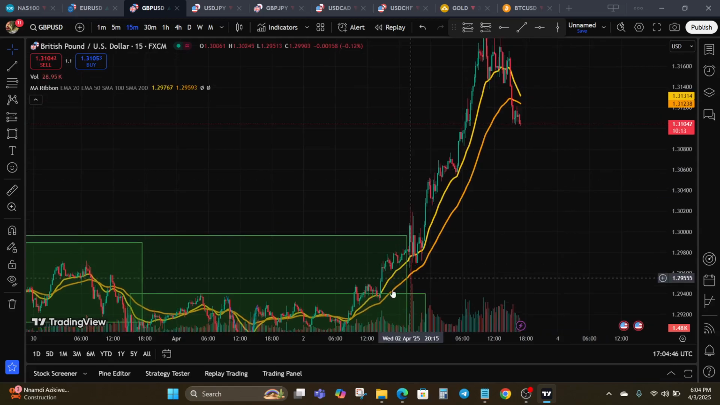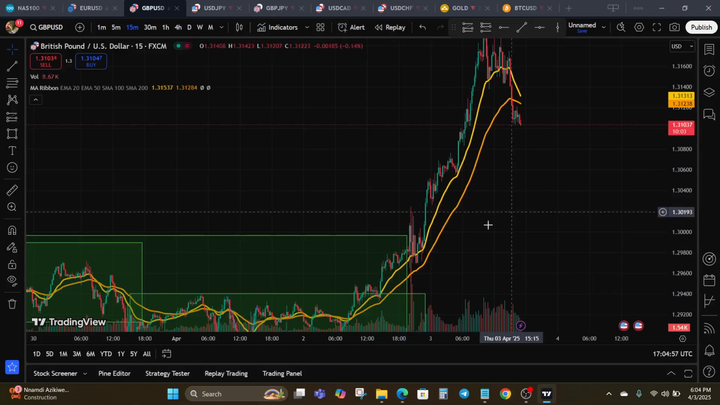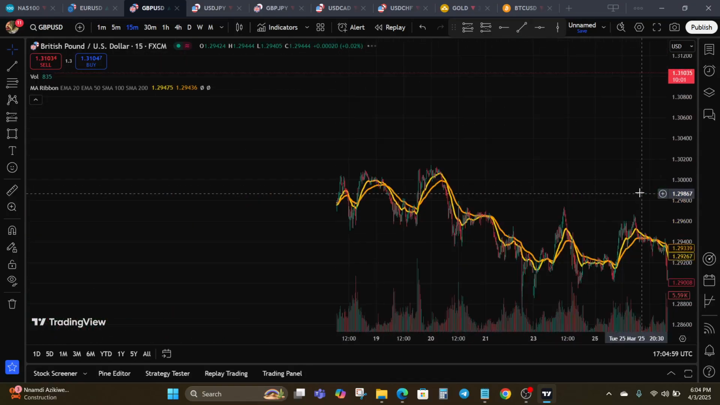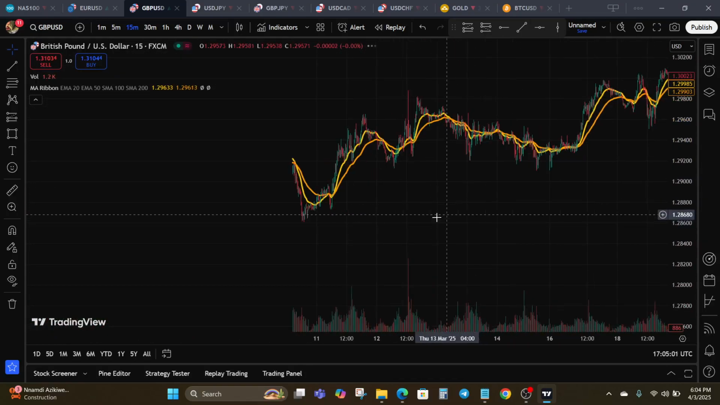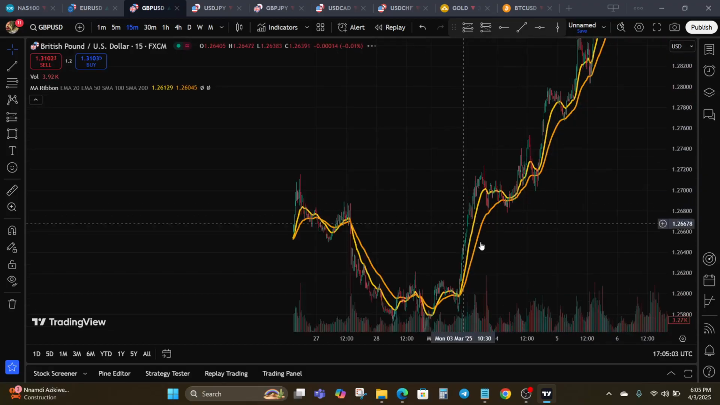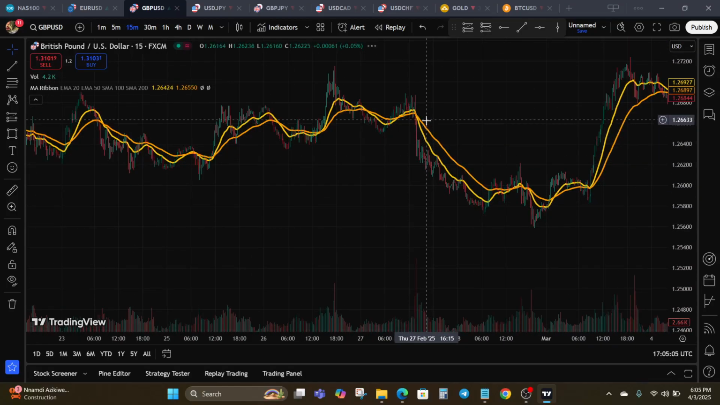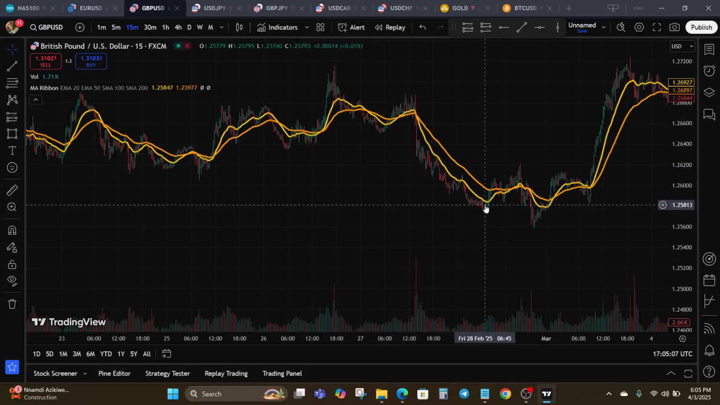For example, you can see that price is bouncing off the moving average going upwards. That indicates a bullish trend. But in the case where we have a bearish trend, you're going to notice price bouncing off the moving average going downwards. That's what we call a bearish trend.